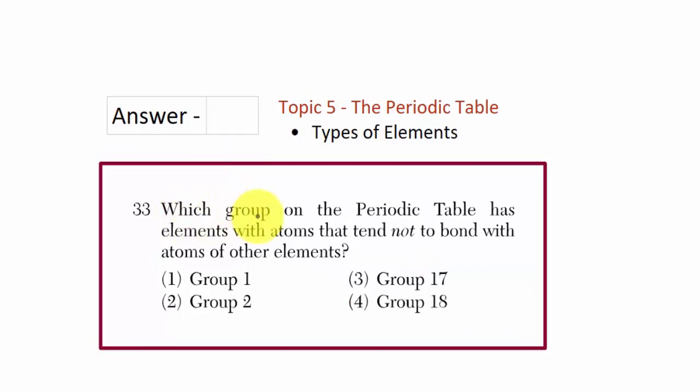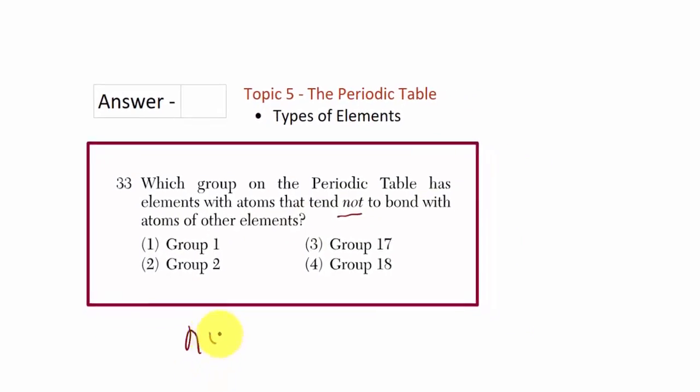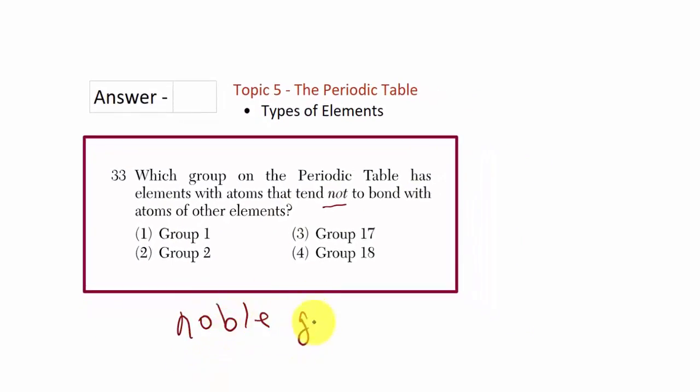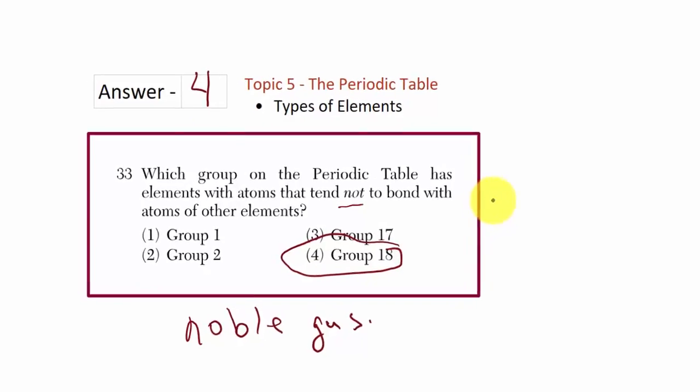Question 33. Which group on the periodic table has elements with atoms that tend not to bond with atoms of other elements? These would be the noble gases that you've heard so much about. And they are members of group 18 on the periodic table. This is a very basic question. We like questions like this in the Regents because they should be like doing layups.